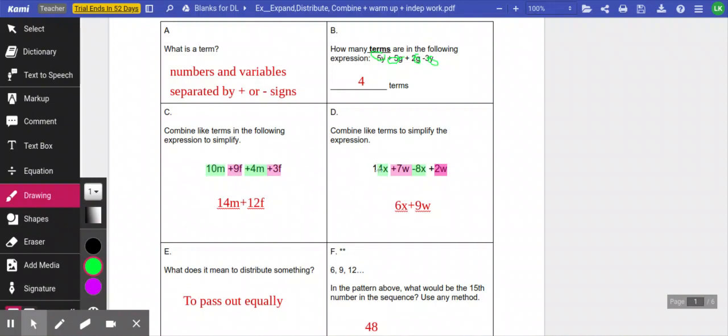Same thing here. I have 14x and another x here. Notice this time they're saying minus 8x. Think about if you're at the drive-thru and you said, can I have 14 extra large smoothies? And you say, you know what? Cancel 8 of those. Or take away 8 of those. Then you're only actually ordering 6 of them. All right, 7w and 2w is 9w.